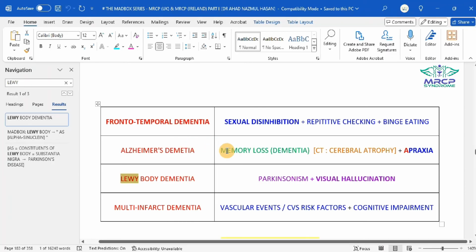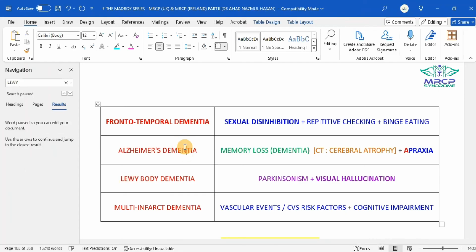So there would be progressive memory loss. If you go for CT or PET scan, there would be diffuse cerebral atrophy or diffuse cerebral hypoperfusion, and the patient will come with the features of apraxia. A for Alzheimer's, A for apraxia.